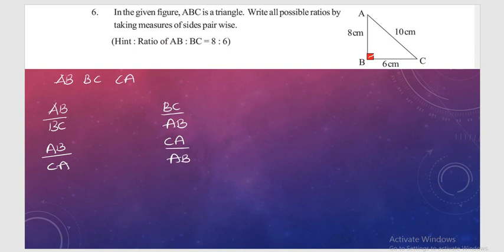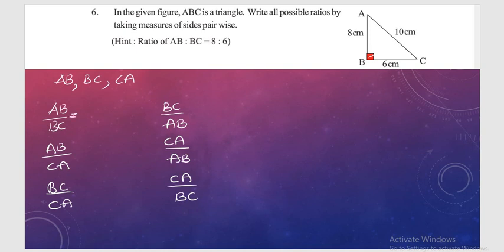Next, second side by third side, so BC by CA, or you can take the reverse of that. Is there any case that is missed? All the possibilities we have considered now. There are 3 sides AB, BC and CA, so there are 6 cases that are possible, right?